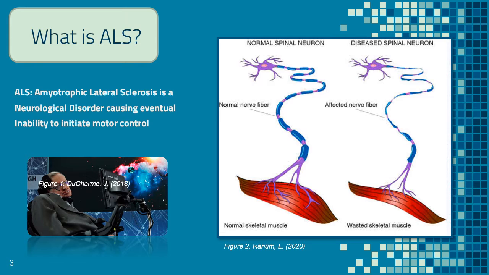If you look on the right, there's a comparison between a normal spinal neuron and a diseased neuron. As you can see, the fiber's been affected on the right side, and what this basically translates to is upper motor neurons, lower motor neurons degenerating, dying, and they stop sending messages to the muscles. The muscles eventually waste away and atrophy. And eventually the brain loses the ability to control voluntary movement and motor function, even down to the point where the individual is unable to breathe.